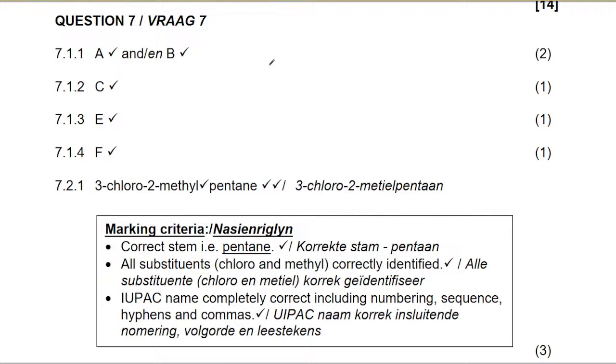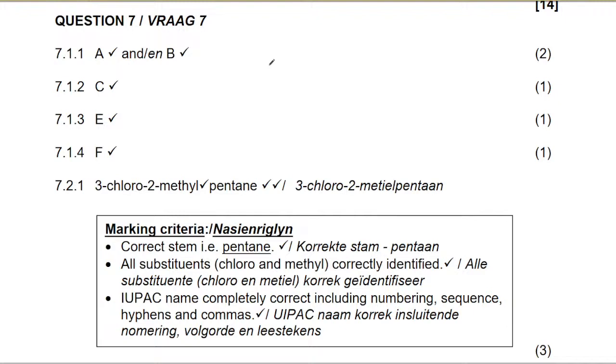7.1.2, an ester. So an ester in this case will be our C. Looking at C, one of the oxygens will be double bonded to a carbon there, and then we'll have another oxygen that separates the acyl part and the alkyl part. It seems like C is the only ester in this case.